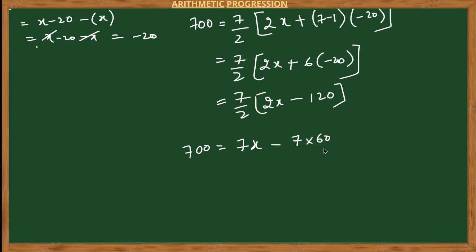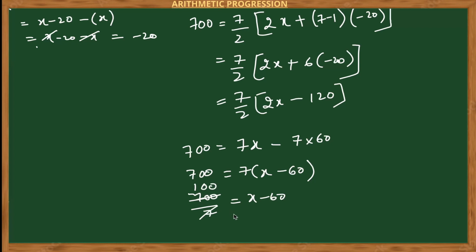So if you see the common factor is 7, so let's bring this here. 700, 7 outside, x minus 60. 700 divided by 7 is equal to x minus 60. 700 divided by 7 is 100, so let's put it here. x minus 60 is equal to 100. Minus 60 goes to the other side and becomes plus 60, so it becomes 160. So the value of x is equal to 160.